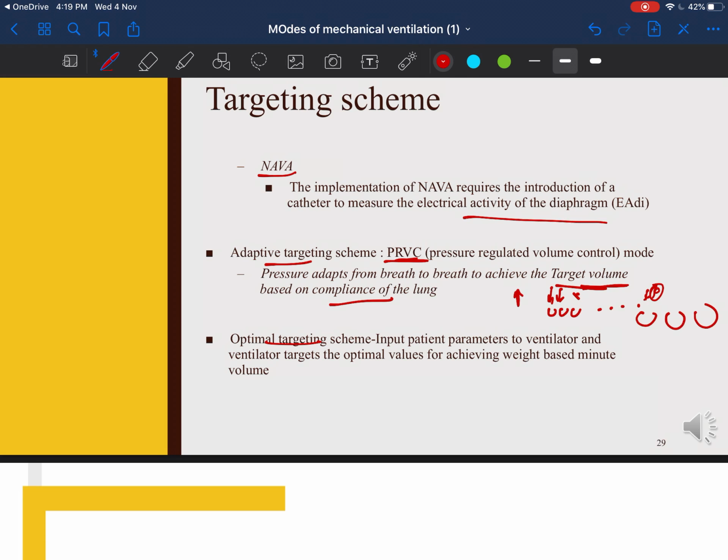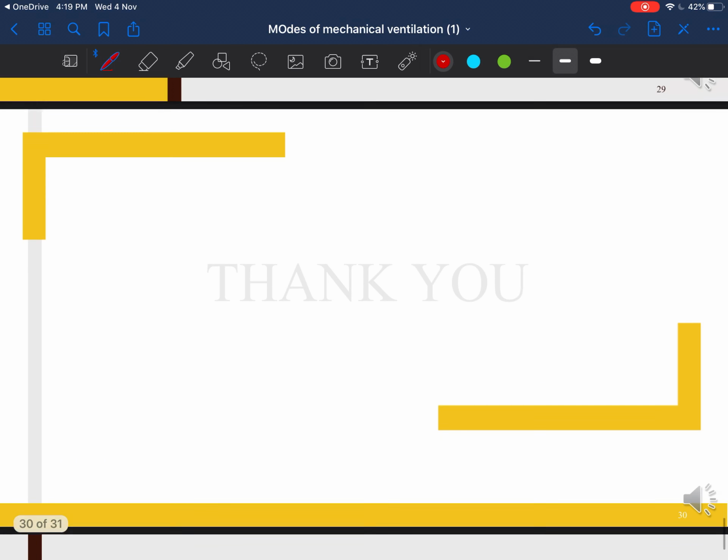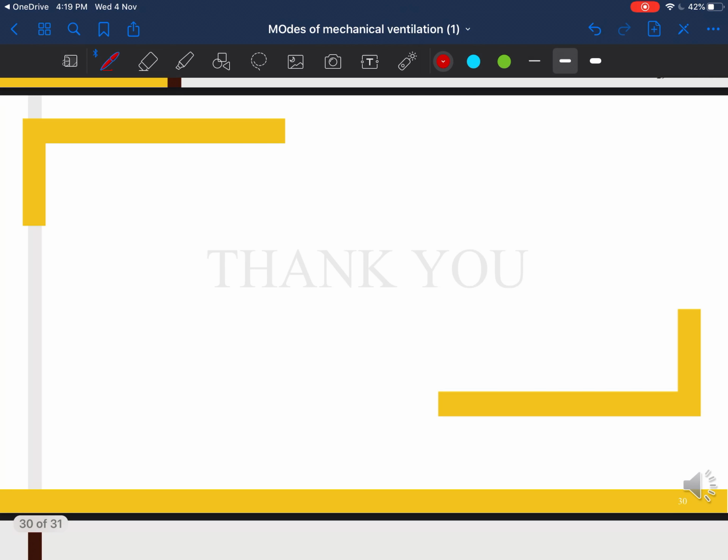Optimal targeting scheme is where the ventilator determines the optimal values for achieving a minute volume based upon the parameters that you input into the ventilator, like the weight, height, etc. So these are all examples of target schema. There are few other target schema like intelligent. There is something that you need to understand called closed loop target schema. I am not touching on those things because it will become very long, and I don't think all of you will sit through that.